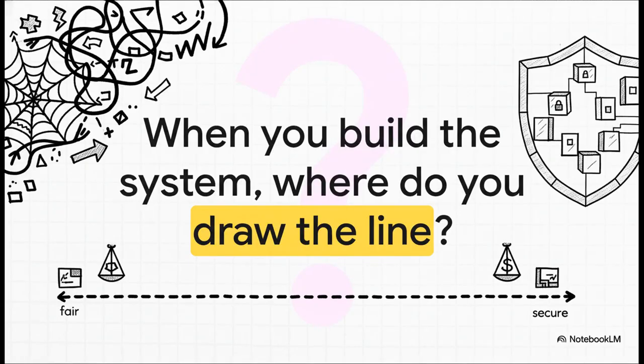Which leaves us with one final thought to chew on. In this crazy world of complex traffic and attackers who are always getting smarter, building the perfect defense is a massive, massive challenge. So if you're the one building the system, how do you decide what's fair, what's secure? Where do you draw the line?